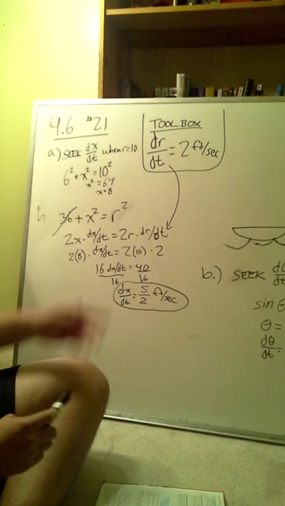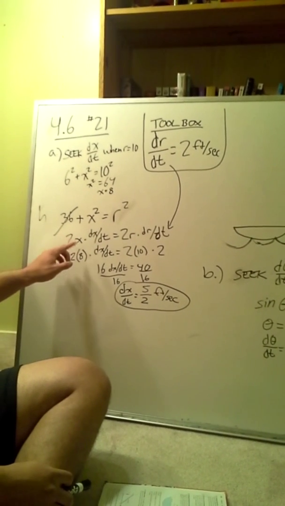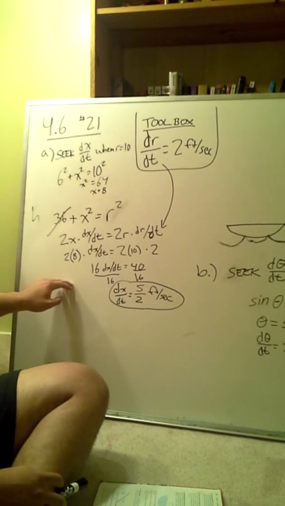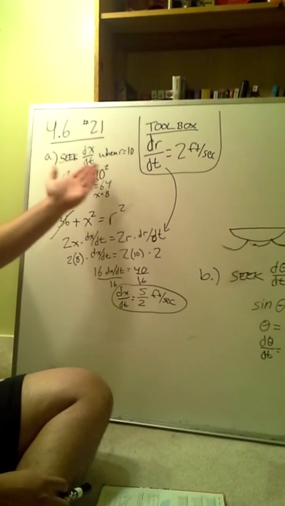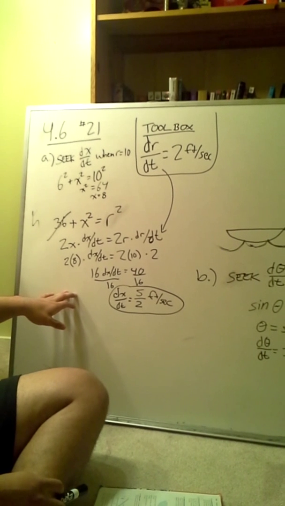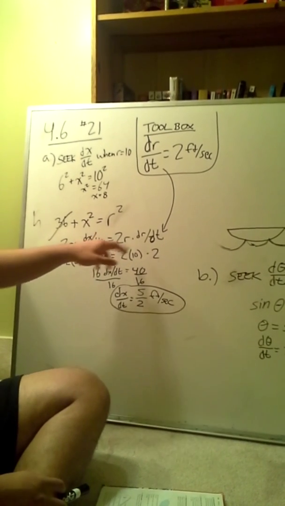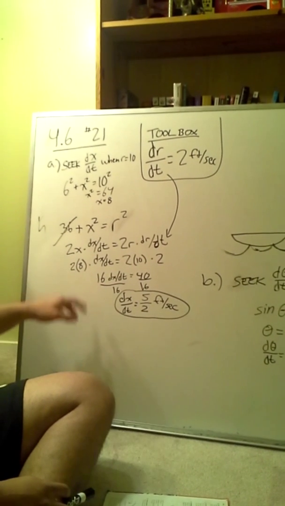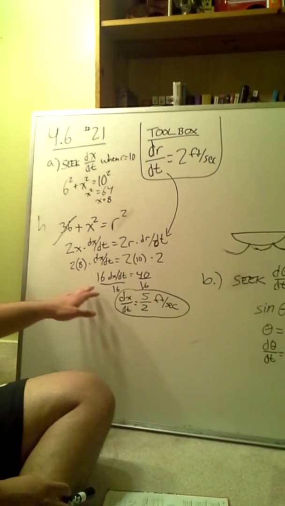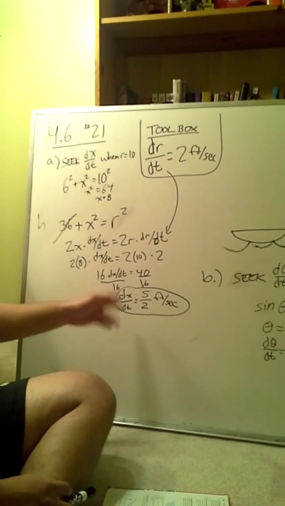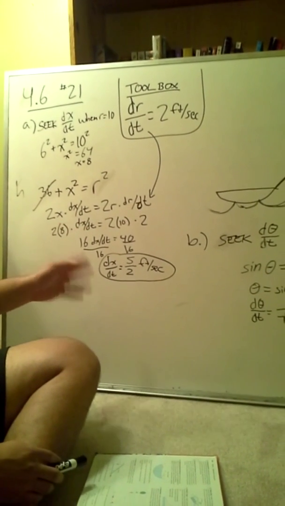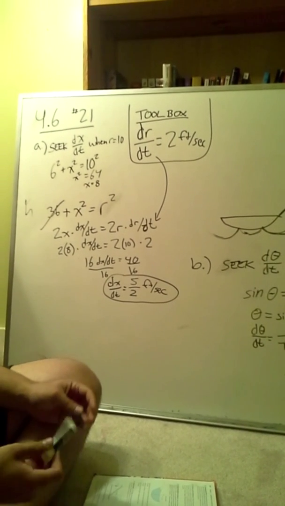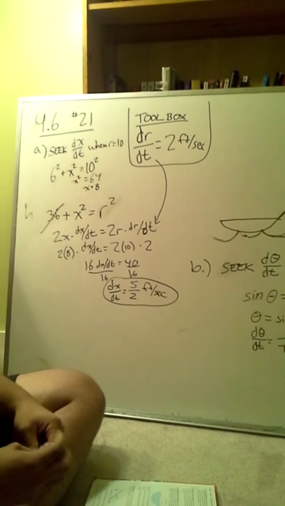Now, all you have to do is plug in the variables. x is 8, as you can see from up here. r is 10, as you can see from the problem, when r is 10. You don't know dx/dt, and you know that dr/dt is 2 from the toolbox. So plug all those in, and multiply it out, then divide, and then you get that dx/dt equals 5/2 feet per second. So that's the rate at which the boat is approaching the dock.